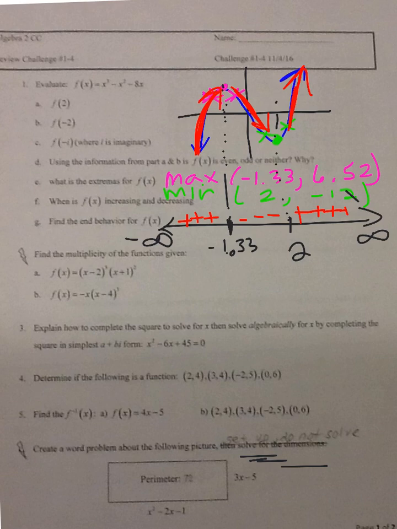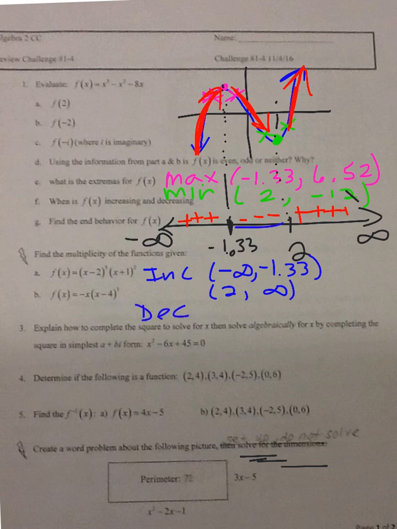All right, so we were right. It's increasing from negative infinity to negative 1.33. And it's also increasing from 2 to infinity. It is decreasing right in here, so that is negative 1.33 to 2. All right, so let's take a look at 1G. 1G is to determine the end behavior. All right, so 1G here.